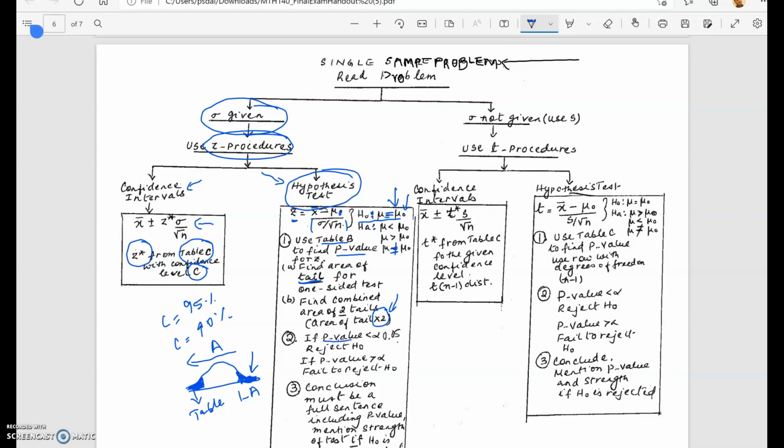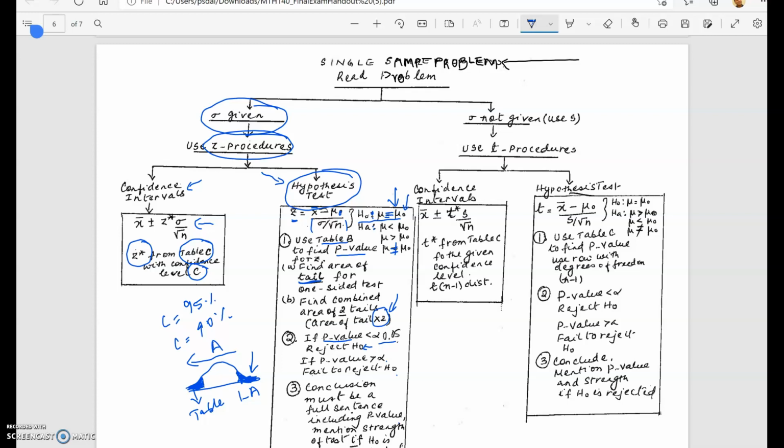So if the p-value is less than 0.05, we reject H0. If the p-value is greater than alpha, which is 0.05, we fail to reject H0. The conclusion must be a full sentence including the p-value and mention the strength of the test.